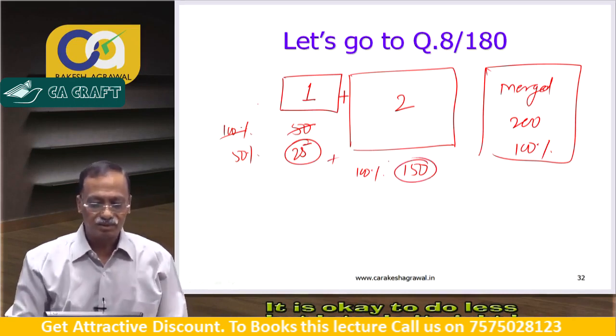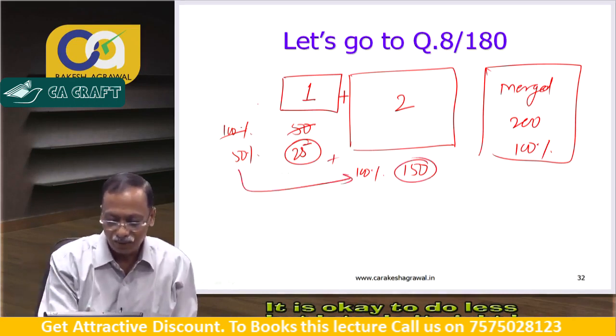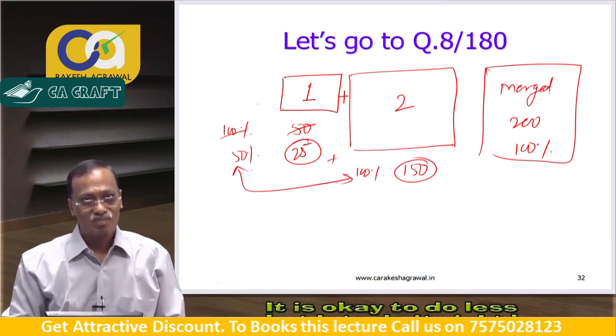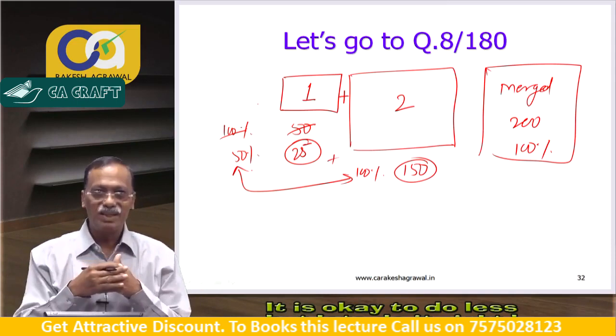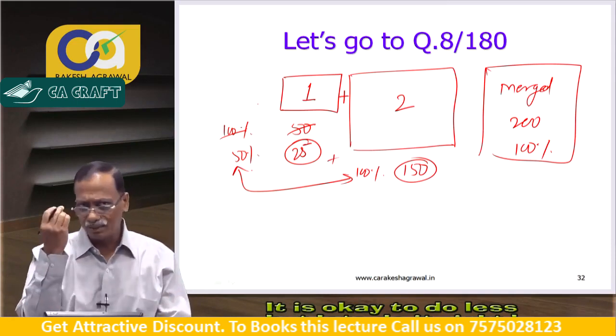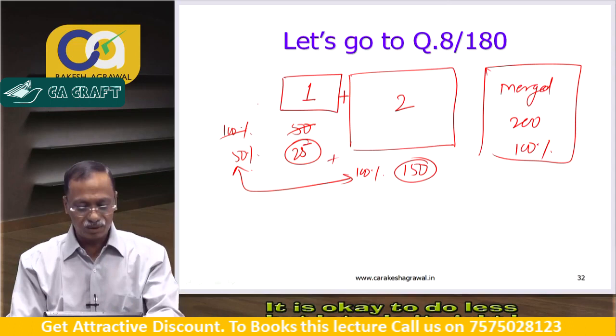25 and 150. Because this is at 50% and this is at 100%. We cannot add. So the only trick I said, just before merging, bring the data at same level and then get the answer. Answers are very easy now. Only that concept is important.